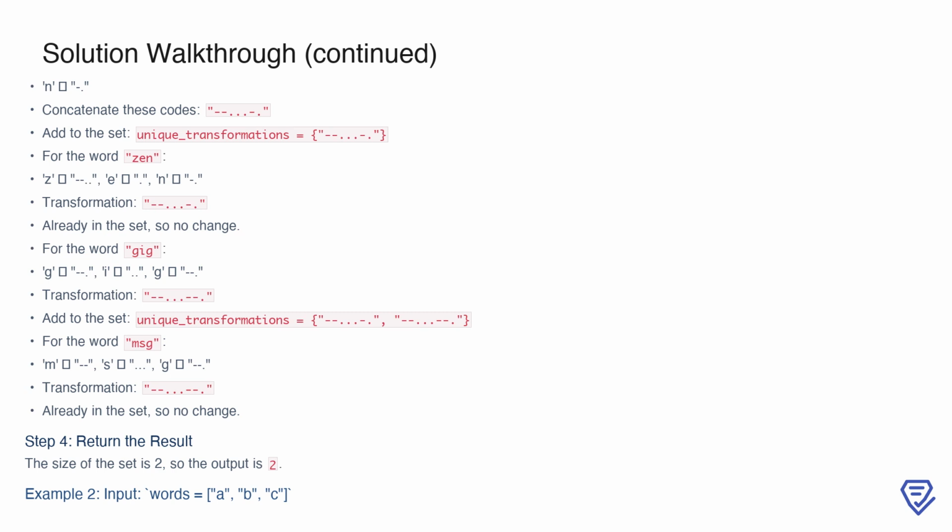Moving on to the word gig, we map G to dot, I to dot dot, and again G to dot. Concatenating these gives a new transformation that is added to the set. Finally, for the word message, we map M, S, and G. This results in a transformation identical to one already in the set, so no further addition is made. At the end of this process, our set contains two unique transformations, and the size of the set is 2, which is returned as the result.